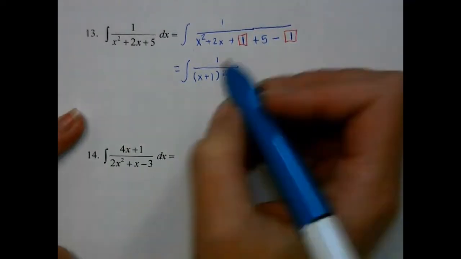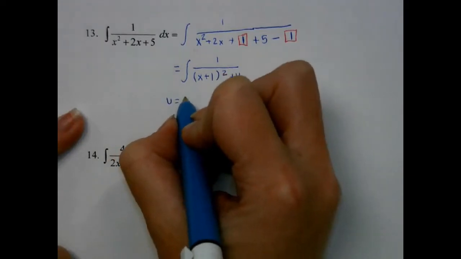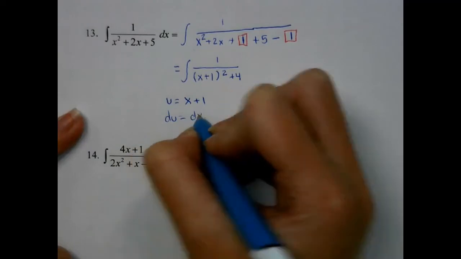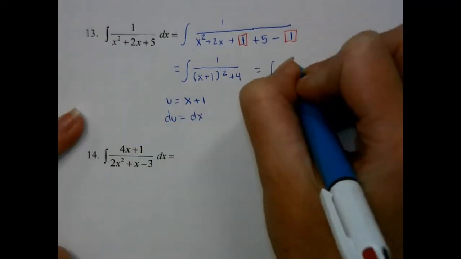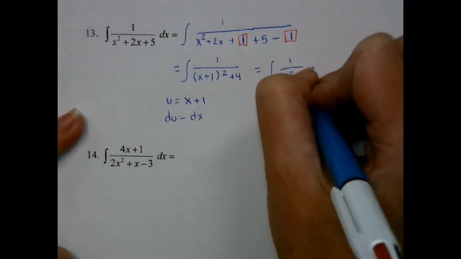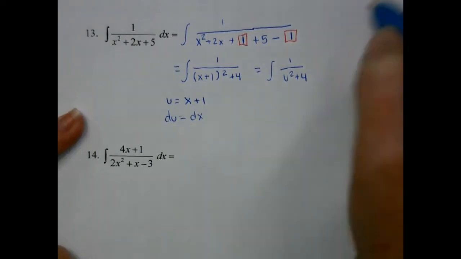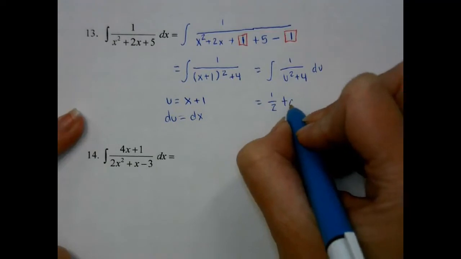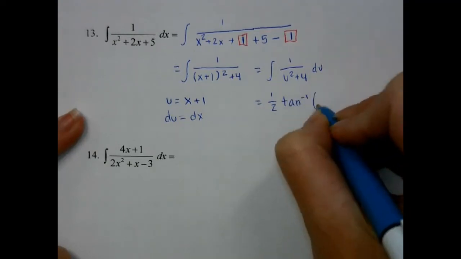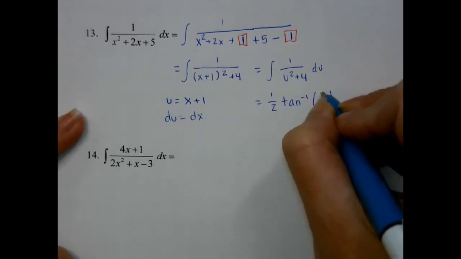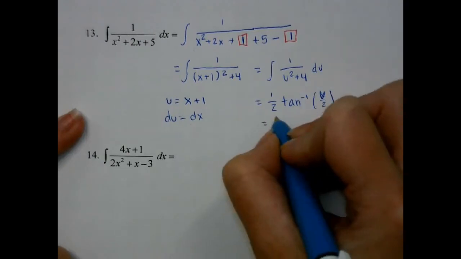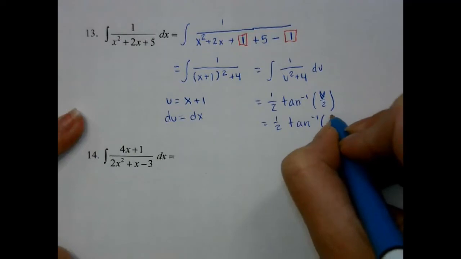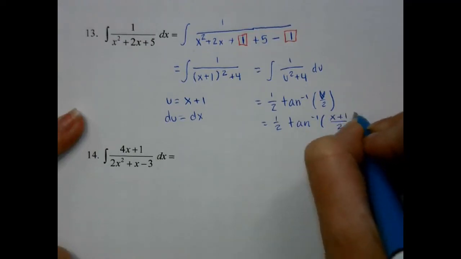So you can do a u substitution to make this a little bit easier to look at, or you can just do it. So I can rewrite this as 1 over u squared plus 4, which we've already done several times. So this is 1/2 tangent inverse of x over 2, or u over 2. So this will be 1/2 tangent inverse of (x plus 1) over 2.